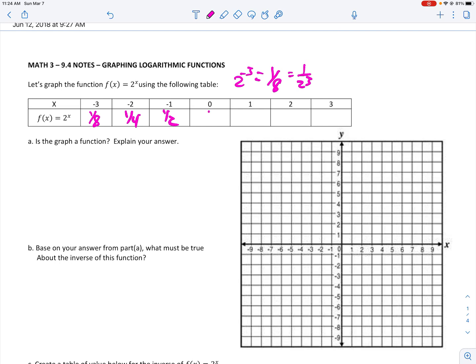2 to the 0 is 1. 2 to the 1 is 2. 2 squared is 4. And 2 cubed would be 8. So let's plot those points.